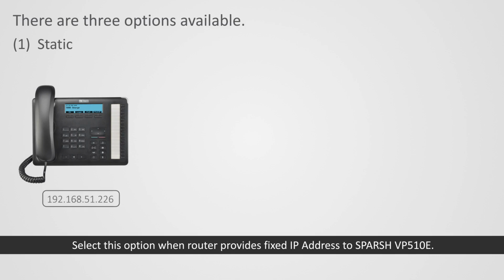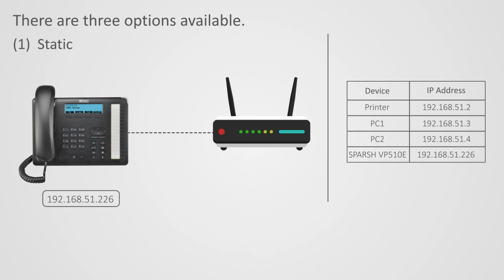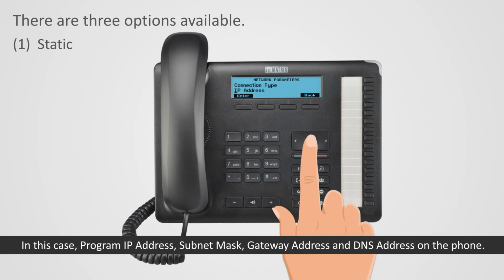There are three options available. First, static. Select this option when router provides fixed IP address to SPARSH VP510E. In this case, program IP address, subnet mask, gateway address and DNS address on the phone.